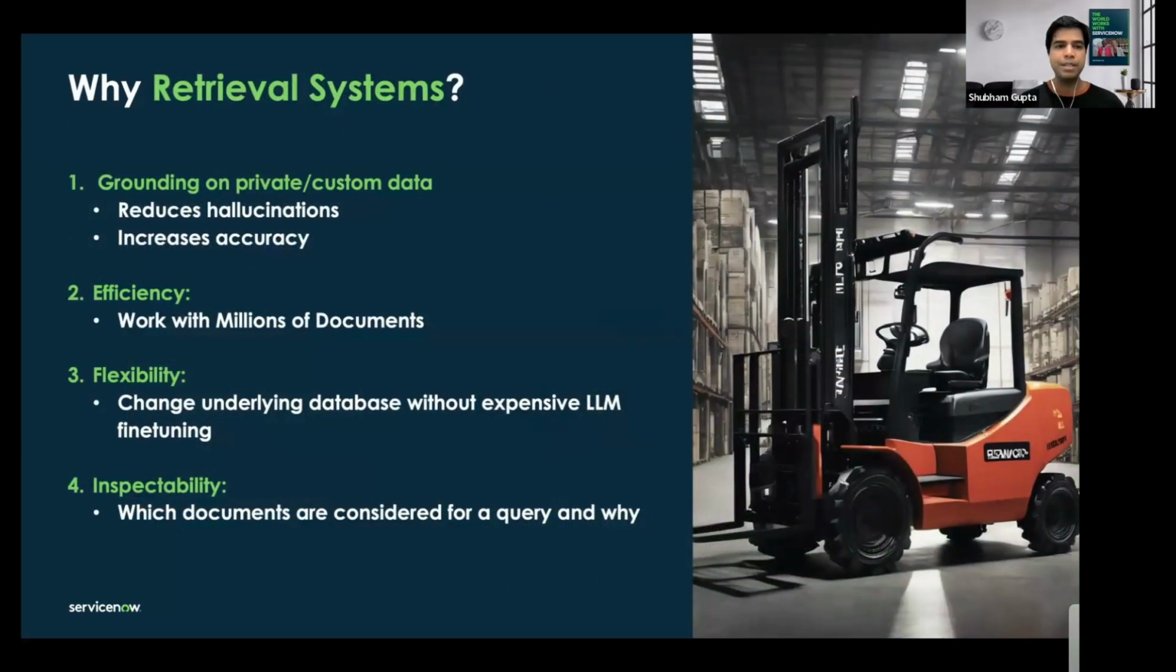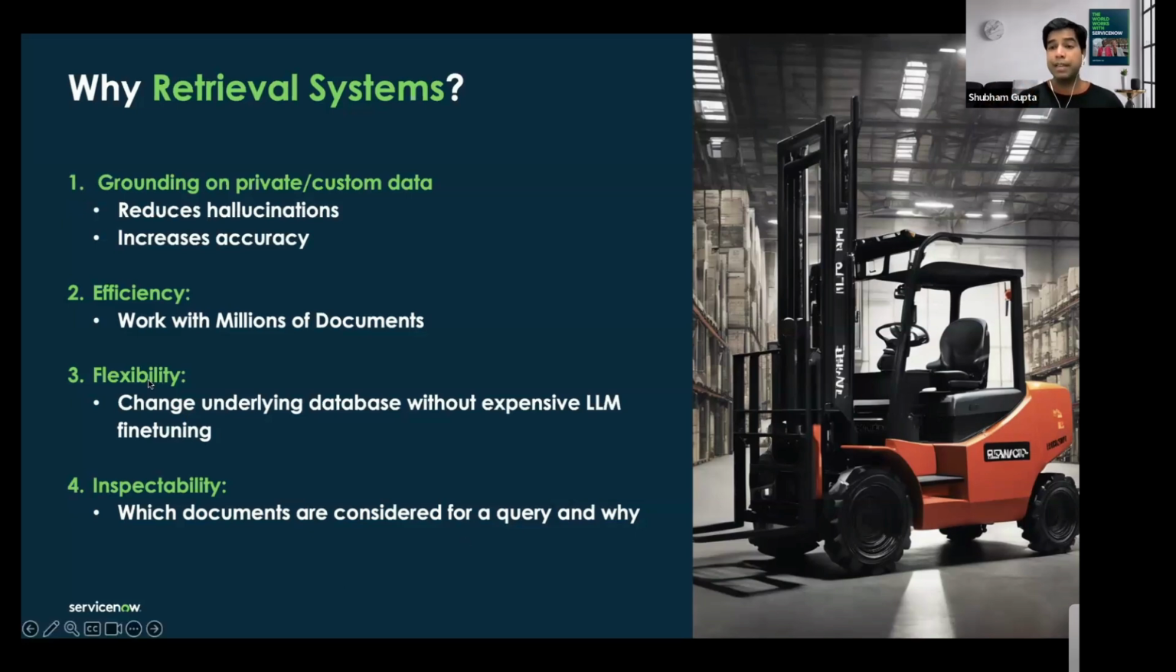So why retrieval systems? It helps us to ground on private and custom data. It reduces hallucinations in LLMs. It increases their accuracy. It also incorporates an efficiency element. You can have millions of documents in your private database, and a good retrieval system can fetch just those handful of correct documents that correspond to a particular query, which makes the job of a downstream model easier.